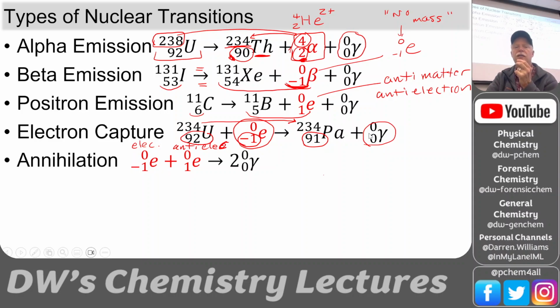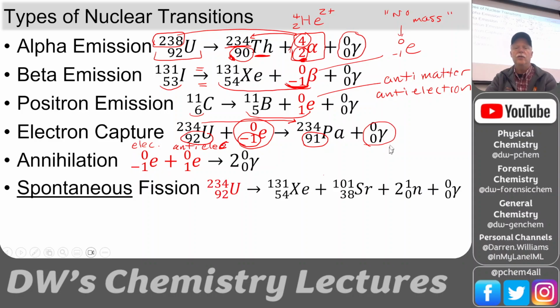Okay, one more. This is the last one here that is sort of naturally occurring. So all of these naturally occur. Well, I can say all of them. The next one does too, but this is spontaneous fission. Some elements just undergo it spontaneously. So here's uranium-234, atomic number 92.